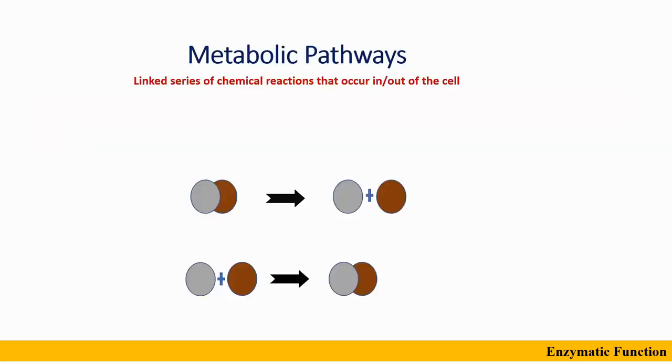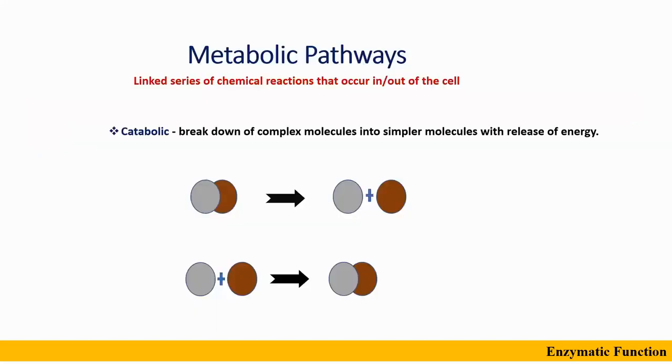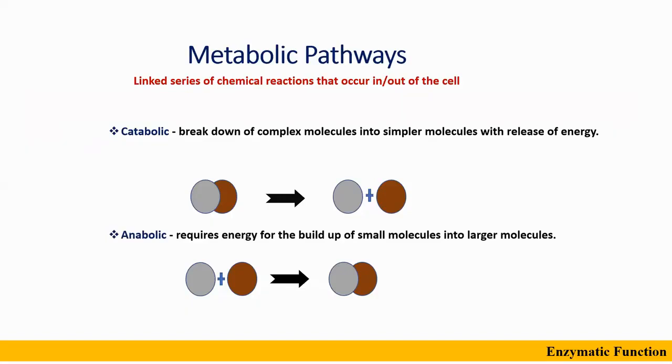There are two major types of metabolic pathway. We have the catabolic pathway, which refers to the breakdown of complex molecules into smaller or simpler molecules, and it is usually followed by the release of energy. Anabolic reactions, which is the opposite of catabolic reactions, is the build-up of smaller or simpler molecules into larger or complex molecules, and this demands energy.